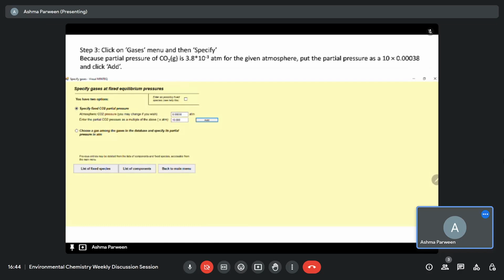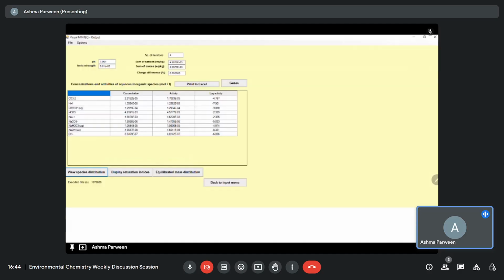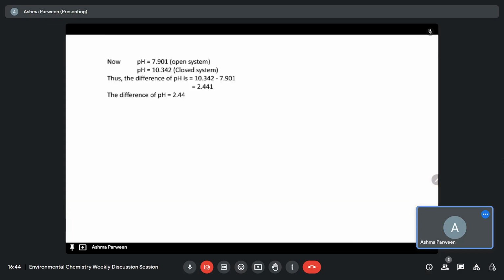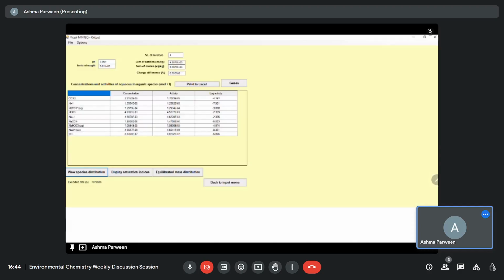Then we will add it, and after adding, we will go back and run Minteq, and the final pH which we are getting is 7.901. So the earlier pH was 10.34, and after opening the system it is 7.901. So in the open system, this is the pH. In the closed system, this is the pH. And we have to find out the difference of the pH, which is 2.44. So let's see which option is correct.